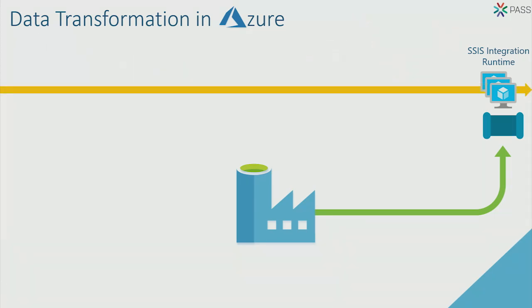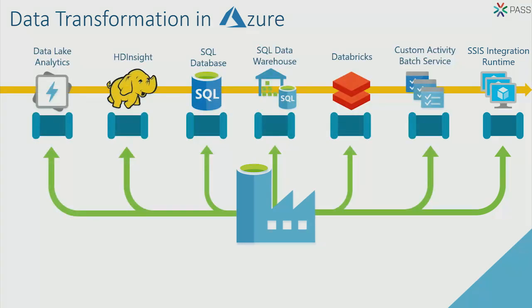So these are my arguments. They are imperfect arguments, I accept, but this is where we're at for now. And these are our options if we want to transform our data in Azure as I see them.